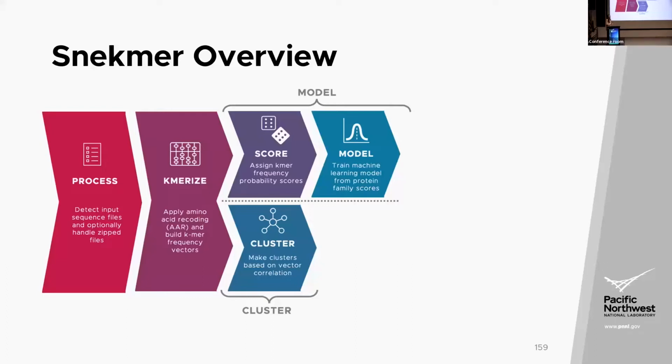We perform our recoding according to whichever user specified parameters, apply K-merization via the user specified K value, and build those frequency vectors. And then we have here sort of a choose your own adventure type of selection for the user, depending on the application. And so if the user has, say, a set of pre-annotated protein sequences and would like to use those annotated sequences in order to develop annotations for unknown sequences, they can take those curated protein families and feed that into the top workflow, which is the Snekmer model workflow.